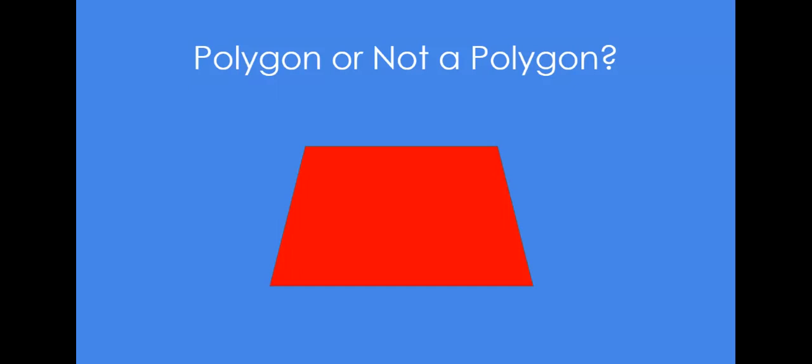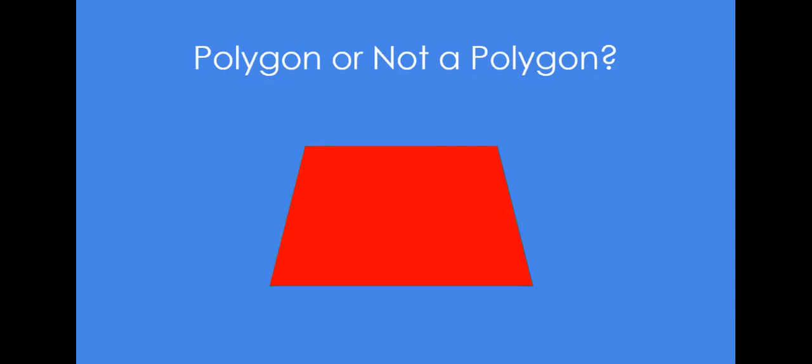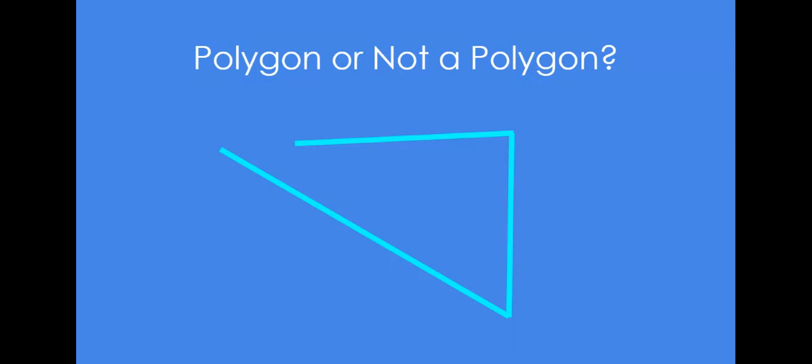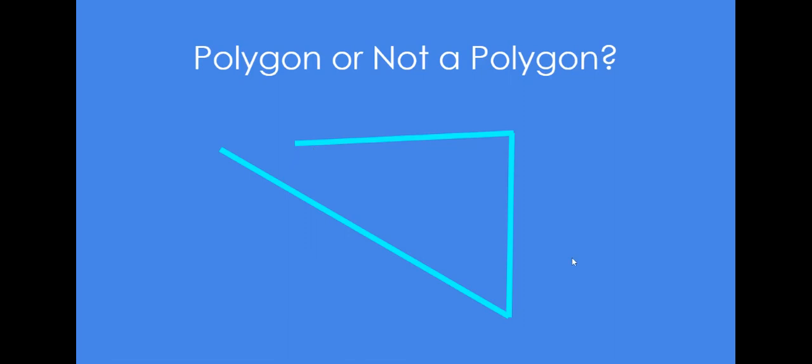What about this one? This is a polygon because all of the lines are straight, and if you started at one corner and traced your finger around, you would end up right back at the same corner you started on. This one is not a polygon because it is an open figure. It is open right here. Although all the lines are straight, it has to be all straight and closed lines. If I were to start right here and go around, I would end up over here and I wouldn't end up back where I started.